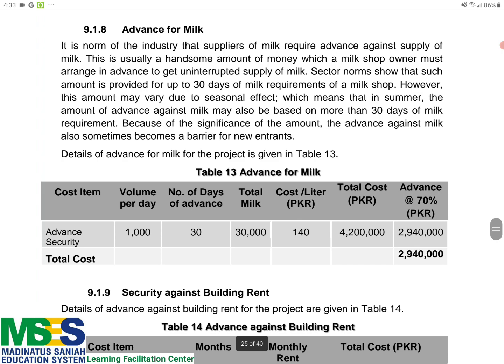Oh wow, this advance was not for the year. It was for 1 month only, because you are asking for 30,000 liters of milk per day per month. Okay, let's move on.